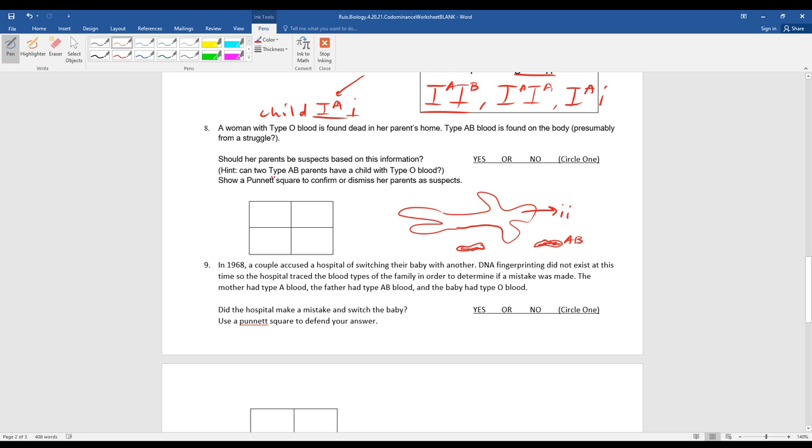So basically we're asking, can two type AB parents have a kid who is type O? So if we fill this out, here's an AB parent, and here's an AB parent, and you'll soon realize there's no combination that can get us little i, right? So we know that her parents can't be type AB blood, right? Because these two parents can't make a kid with this blood. So based on this information, no, they shouldn't be. But luckily, that's not the only information we use to solve crimes, okay? That would not be enough information. Okay, so let's continue.